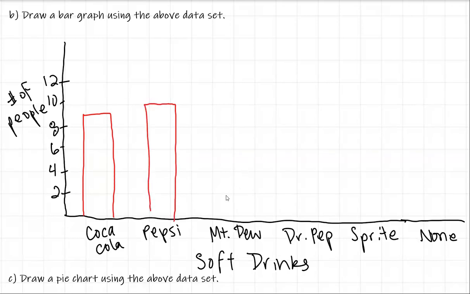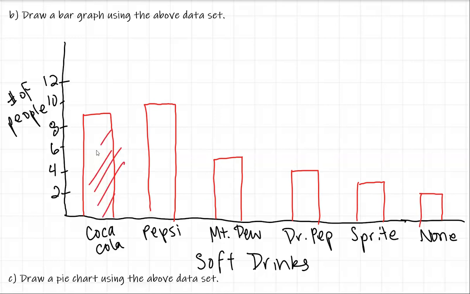Mountain Dew, we're up to 5. If you did this while I was on my little soapbox, you can fast forward to when I have the completed bar graph. And then Sprite has 3. And then none has 2. Okay, so there's our very crude bar graph. You can fill this in if you want. The last thing that's missing is a title.